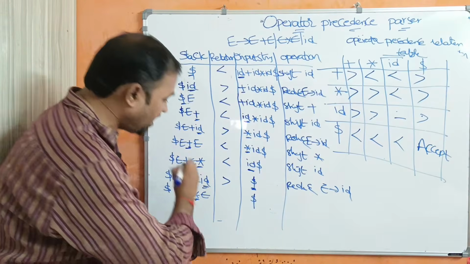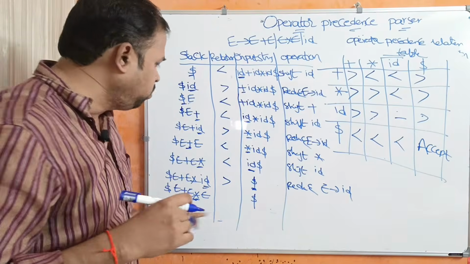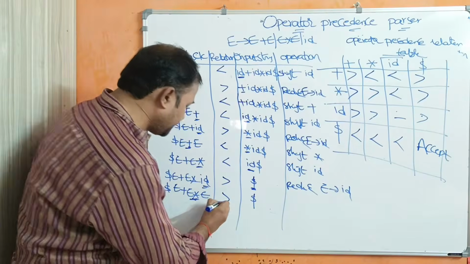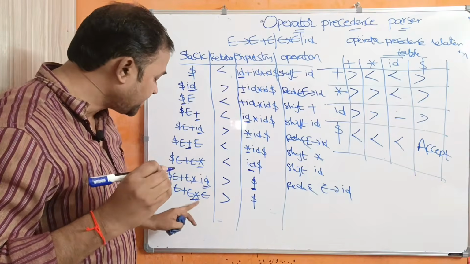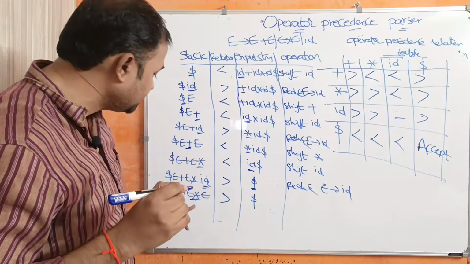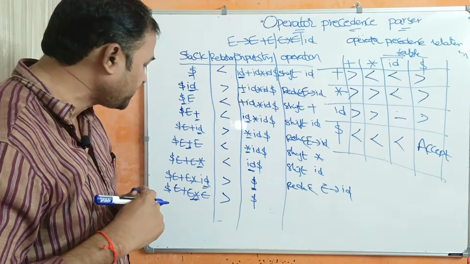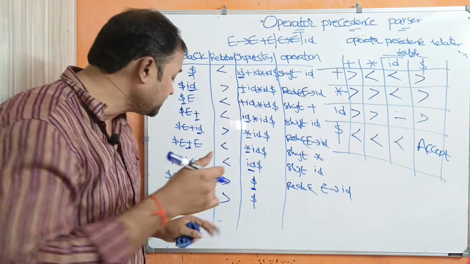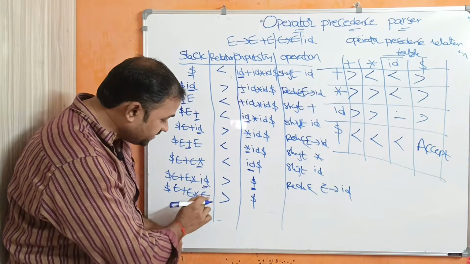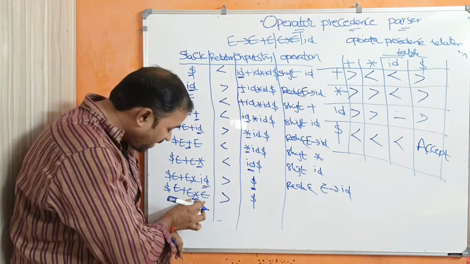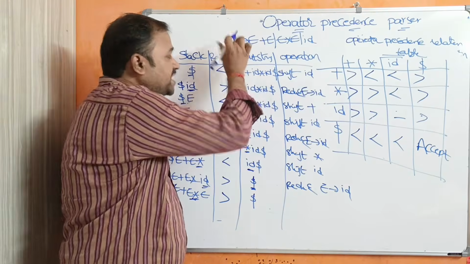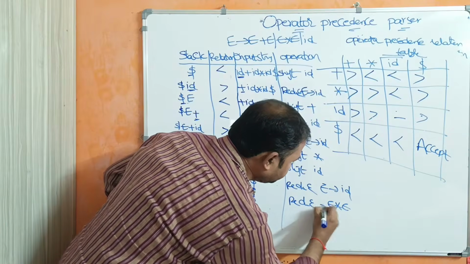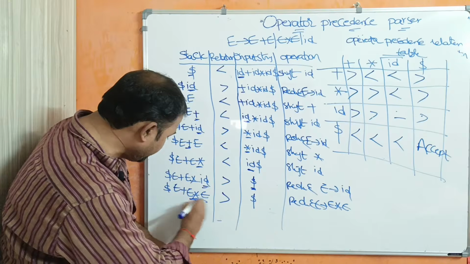What is the next symbol? Star. So star with dollar. Star with dollar means greater than. So star has higher priority than dollar. So greater than means which operation we have to perform? We have to perform the pop operation. Why? Because stack topmost symbol has higher priority. But here what is the expression? In between E and E we have star. So we have to reduce E star E to E. So now this E star E will be reduced to E.